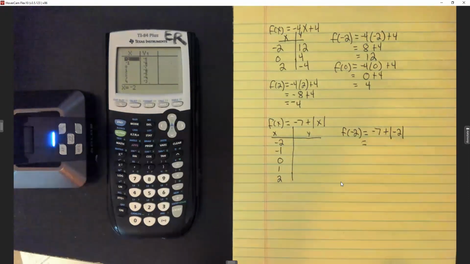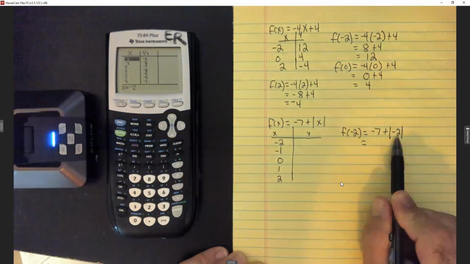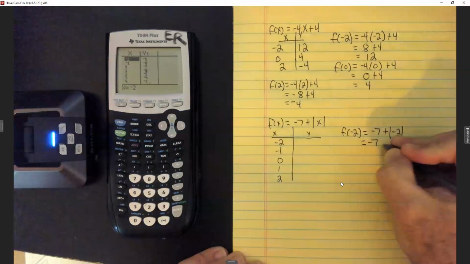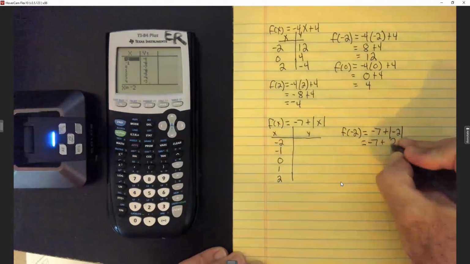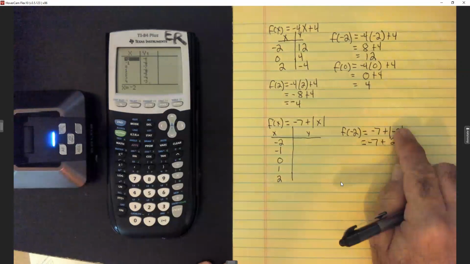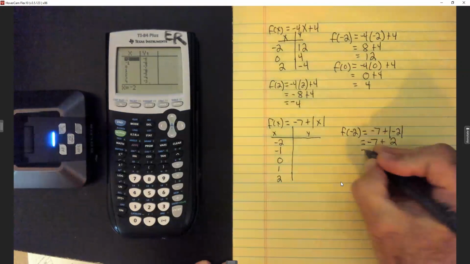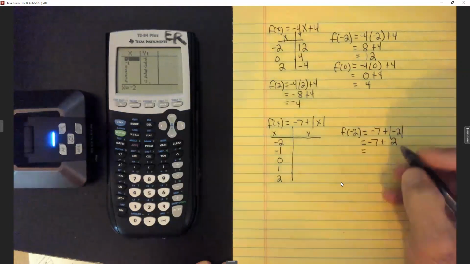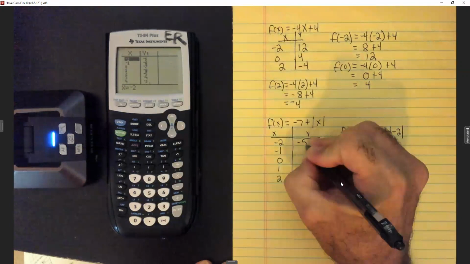So I did negative 7 plus, I put that negative 2 into that absolute value. So now, first thing you got to do is absolute value of negative 2. The absolute value of negative 2 is a positive 2. Remember, absolute value will always come out positive. And then negative 7 plus 2, 7 minus 2 is 5. Larger number is negative. So there's that negative 5 we got.